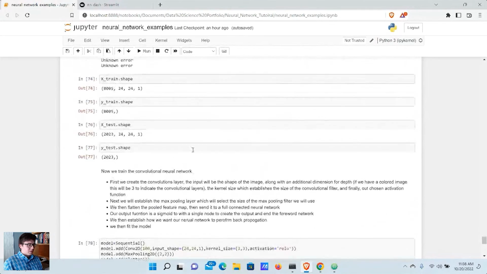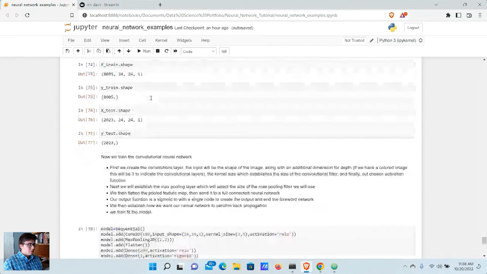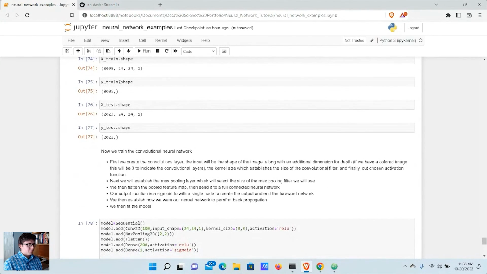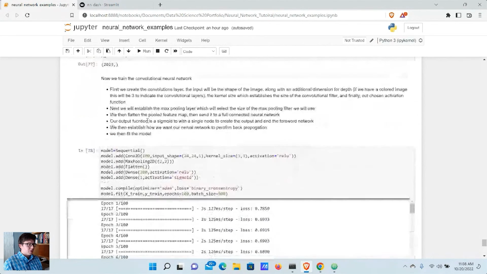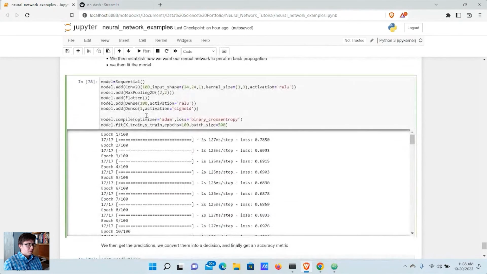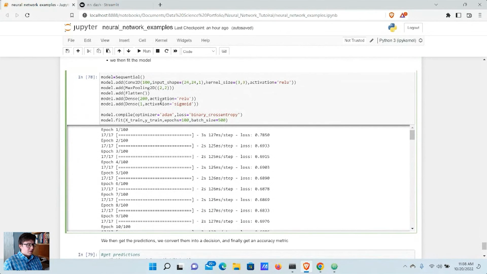Then moving through this, you can see this train shape, test shape, and then within this sequential model, we first establish the number of filters that we want. Our input shape is 24 by 24 by 1. That's the size of our image. Our kernel shape is 3 by 3. We want a 3 by 3 convolutional filter, and then our activation function will be ReLU.